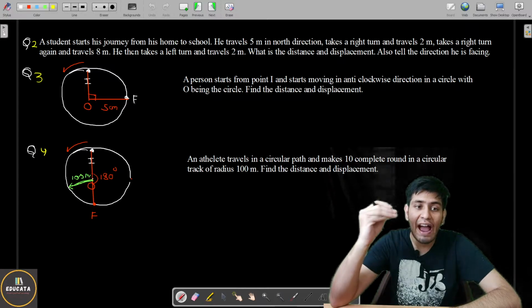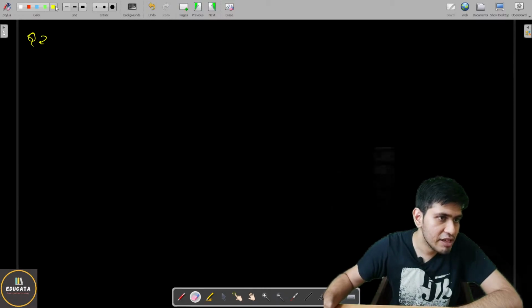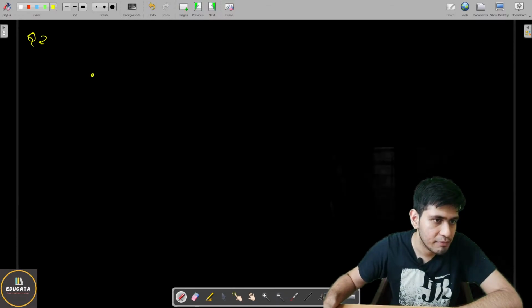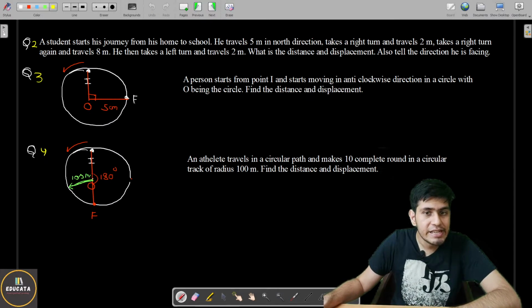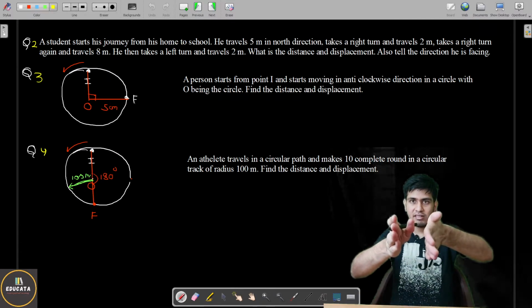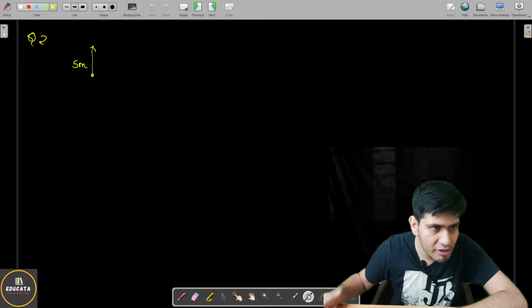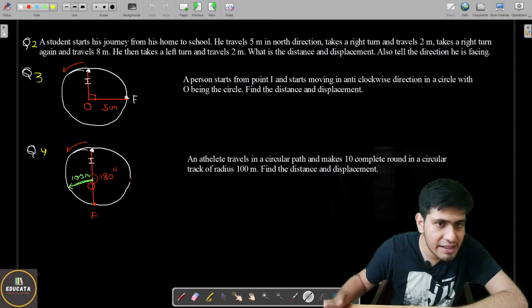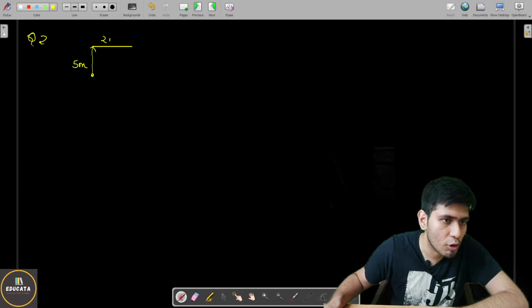Now he travels 5 meters in the north direction. Means this is his home, and he is traveling in this direction. This is basically equal to 5 meters. Now, after this, he takes a right turn. Now he is moving like this, means his right turn will be here. He will be traveling in the right direction and that too 2 meters. We can mark it as 2 meters also.